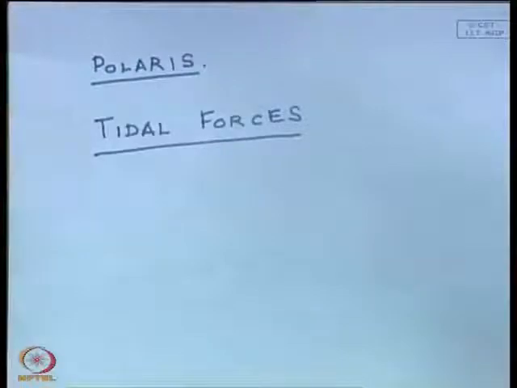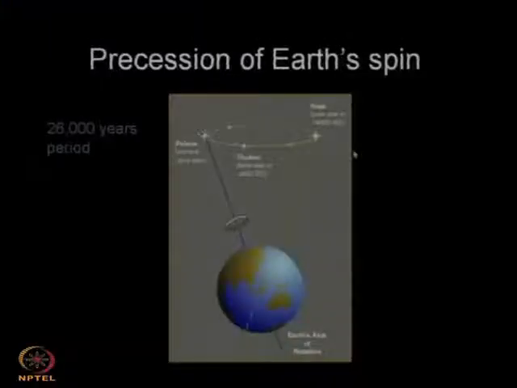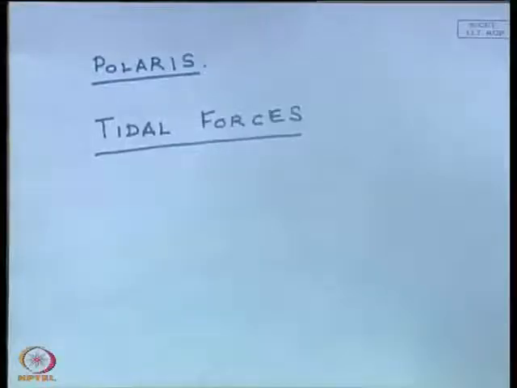So, the Earth's rotation axis precesses, it does not remain in a fixed direction, but it goes around like this, and it does one revolution in 26,000 years. The period is 26,000 years, and it does not remain fixed because of the tidal forces due to the sun and the moon. So, the sun and the moon exert tidal forces on the Earth, and this causes the rotation axis of the Earth to precess with a period of 26,000 years.